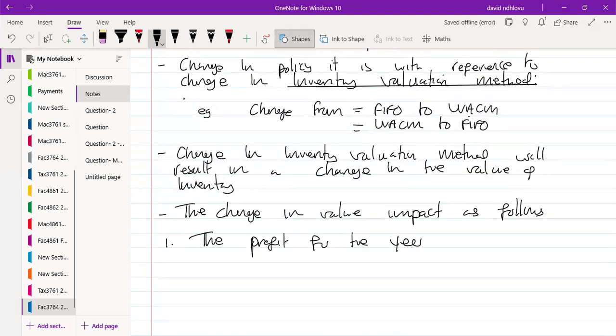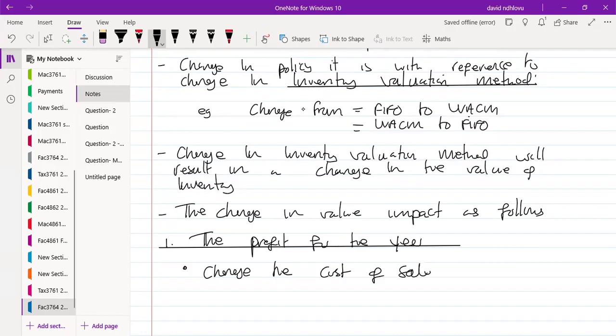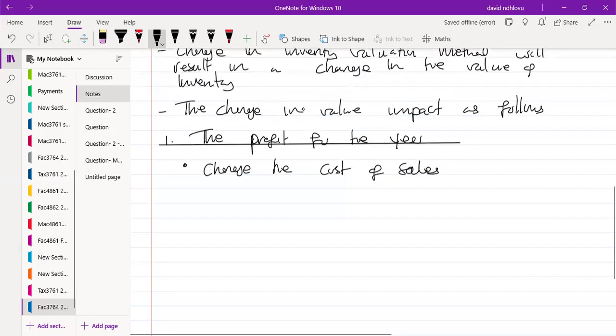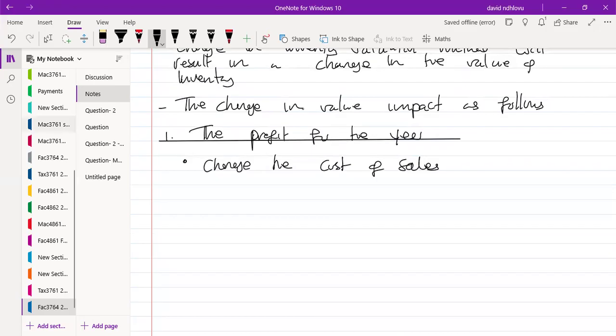This is because when you change the value of inventory, either opening inventory or closing inventory, it will have an impact on the change in cost of sales. So it changes the cost of sales calculation. Remember, when we calculate cost of sales, we say opening inventory plus purchases less closing inventory. So if there is an impact in terms of the valuation of inventory, which means we're changing from FIFO to weighted or the other way around, and the value changes, it is bound to affect the cost of sales, which means there will be a change in the profit for the year figure.